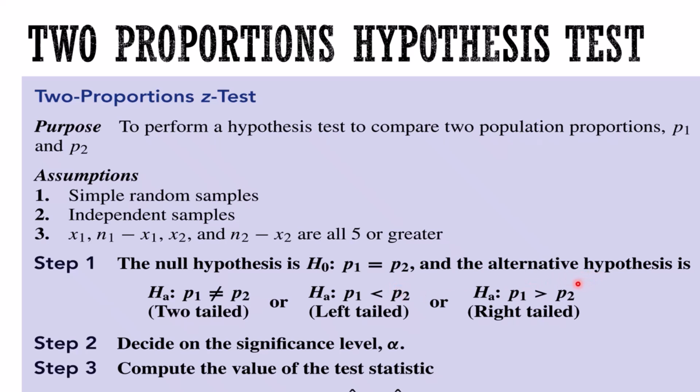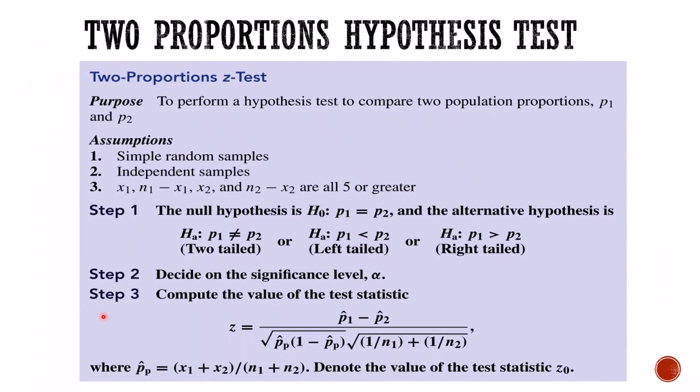The alternative hypothesis will be stated in one of three ways. For a two-tailed test, it'll be p sub 1 not equal to p sub 2. If it's a left-tailed test, it should be p sub 1 less than p sub 2, which means the population proportion 1 is less than population proportion 2. And if it's greater than, then it's a right-tailed test. In step 2, we decide on the significance level alpha. The significance level will be given to you in the question. It will tell you at what significance level you have to perform the test. Make sure that you convert it to a decimal value and use it for alpha.